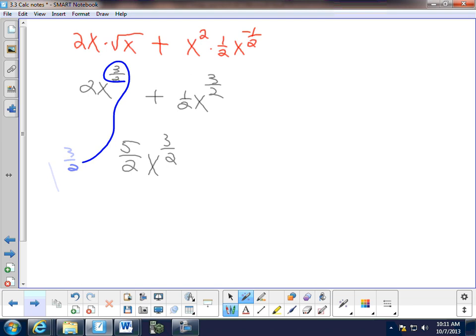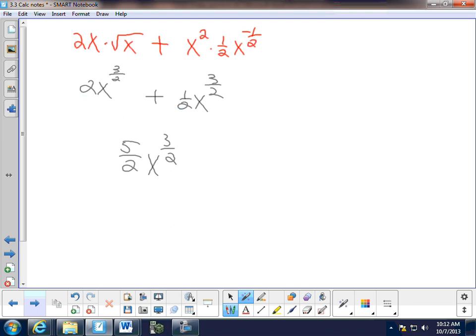Likewise, over here, when you multiply numbers that have the same base, you add the exponents. So 4/2 and minus 1/2, that's where the 3/2 comes from. And now, because I have the same variable, x to the 3/2, x to the 3/2, I can add up the coefficients. 2 plus 1/2, 2.5, 5/2.